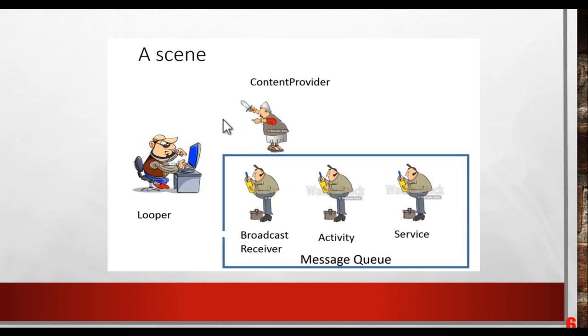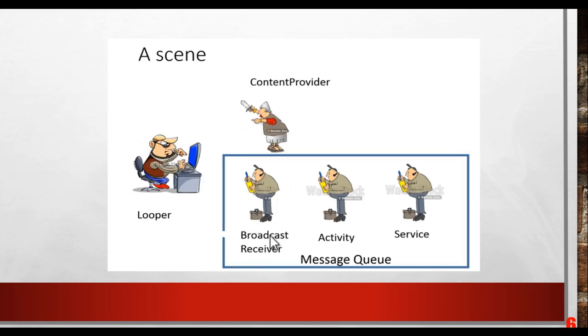So this is a thing that I'm going to illustrate through a real example. Each thread has a message queue and a looper. A looper is used to take one task from the message queue and execute it. Whenever a broadcast receiver, activity, or service provider wants to execute any task on the UI thread, they ask the looper to execute it. But they drop their tasks or messages inside the message queue, so the looper can execute them one after another.